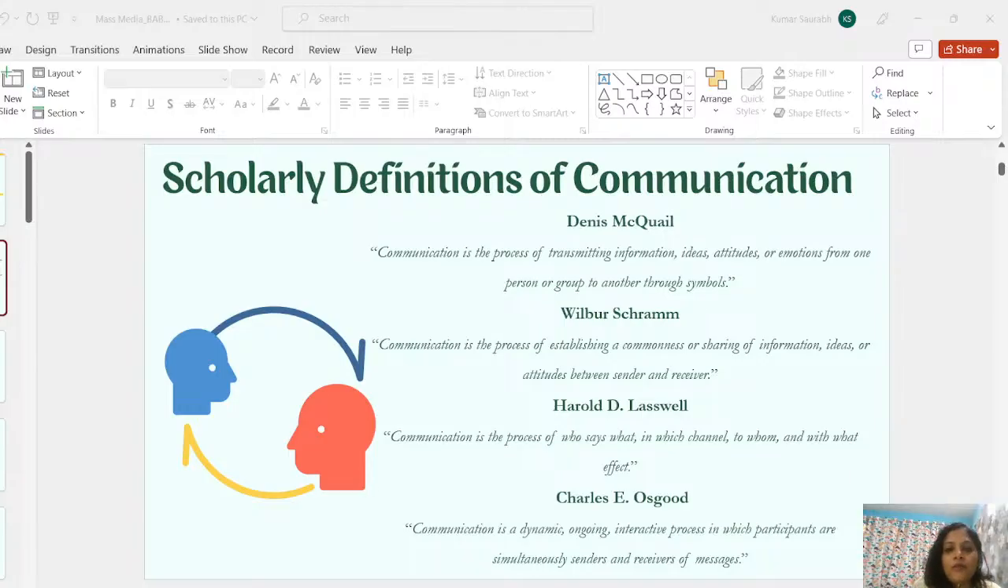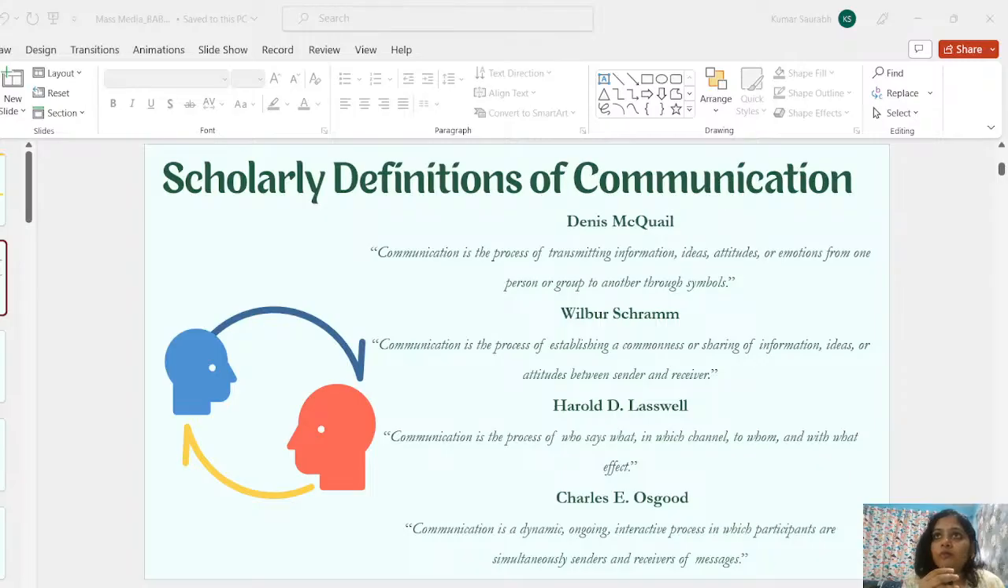So Dennis McQuail, and then Wilbur Schramm has also said that communication is the process of establishing commonness or sharing of information, ideas, attitudes, between a sender and a receiver. So everybody is saying that communication is a process. One has said that communication is transmission of information, ideas, attitudes. Now Wilbur Schramm is saying that communication is the process of establishing a commonness. Of course, commonness is a mandatory factor in communication.